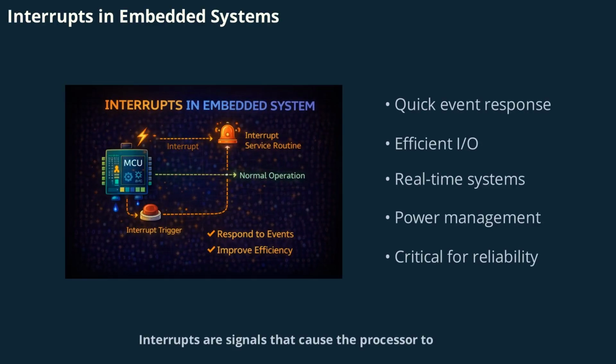Interrupts are signals that cause the processor to pause its current execution and handle a higher priority task. They are vital in embedded systems for responding quickly to external events, managing efficient I/O, and implementing real-time features. Interrupts also play a key role in power management, such as waking the system from sleep. Mastering interrupt handling is fundamental for building responsive and efficient embedded applications.